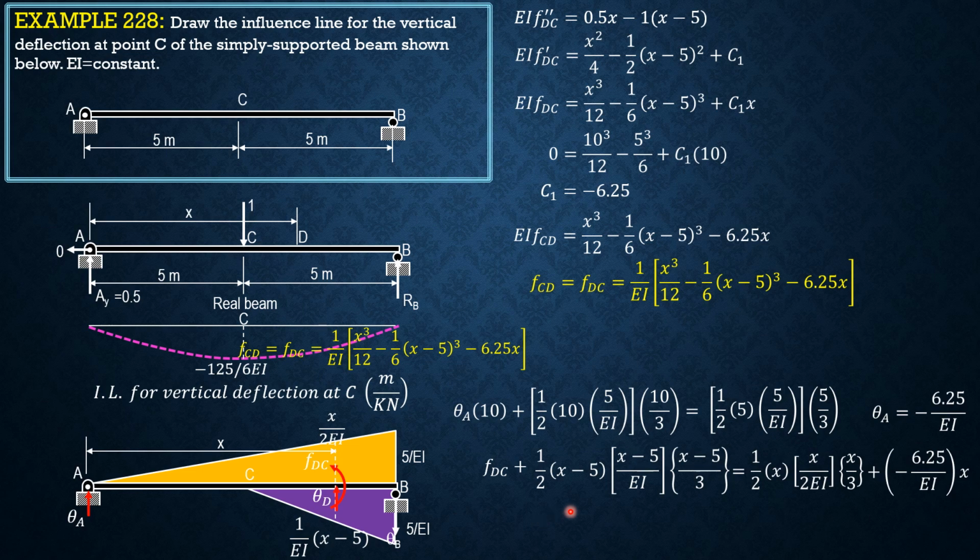Notice that if we transpose this to the right, this equation is the same as the equation here. So f_DC, which is equal to f_CD, equals 1 over EI, quantity x cubed over 12 plus (x minus 5) cubed over 6 minus 6.25x. So that's it. And we have the same vertical deflection at C, the elastic influence line for vertical deflection at C.